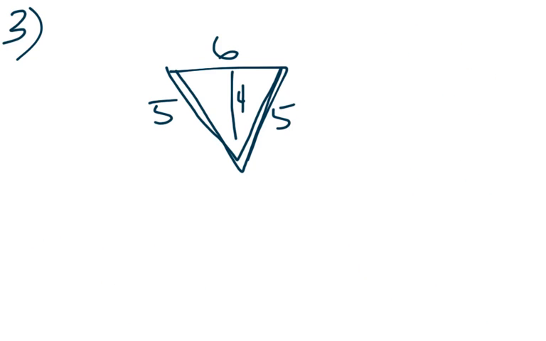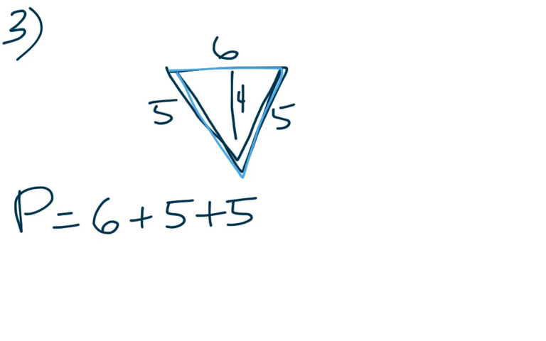Number 3, calculate the perimeter and area of the following figure. In order to find the perimeter, you want to add up all 3 sides of this triangle. So we're going to say 6 plus 5 plus 5, and that equals 16. So the perimeter is 16. This is your perimeter.